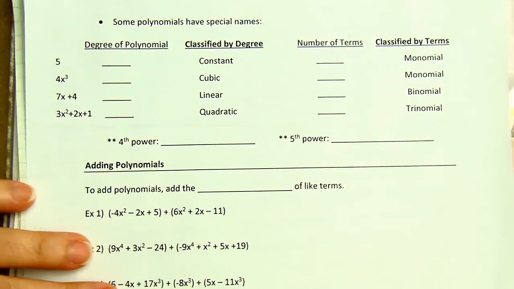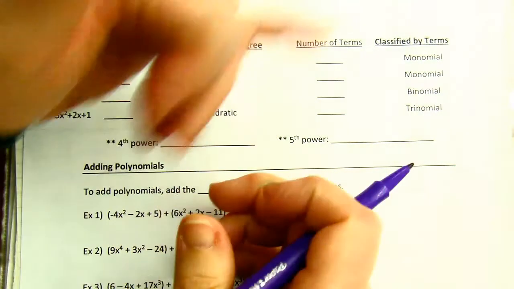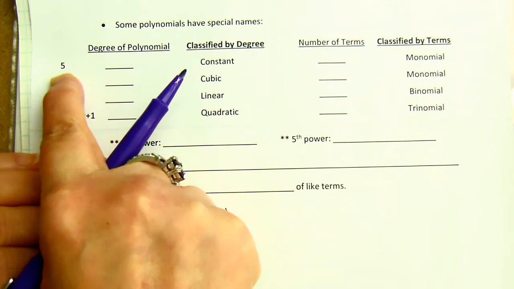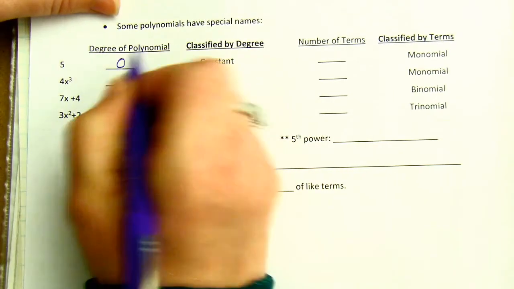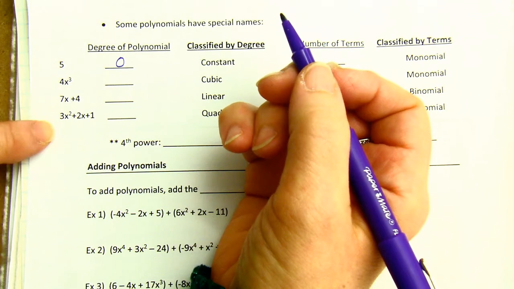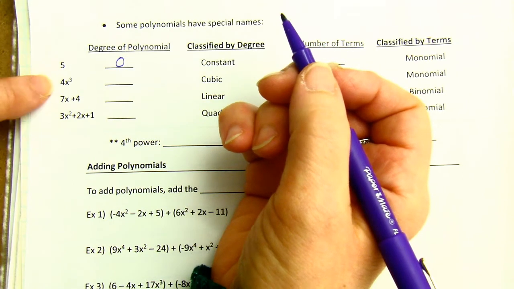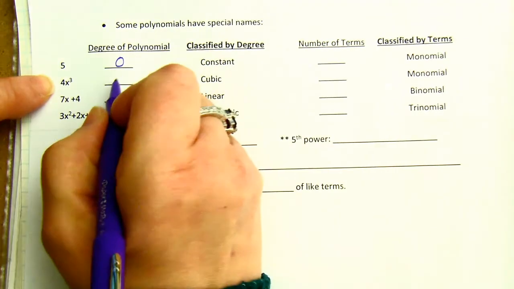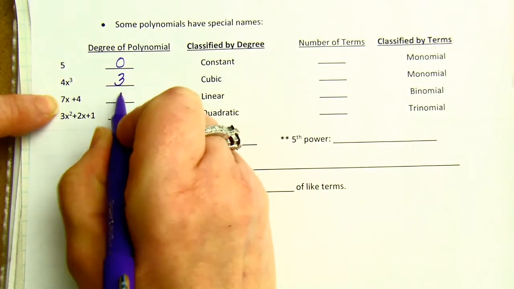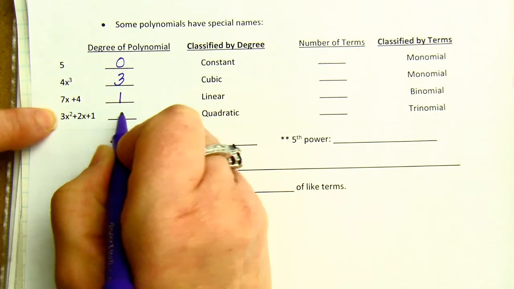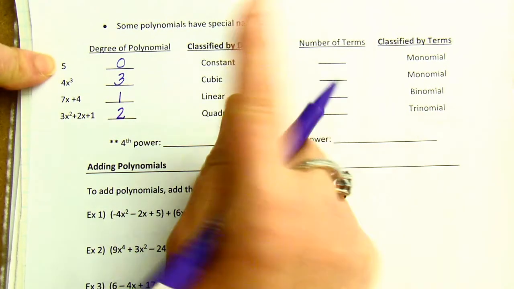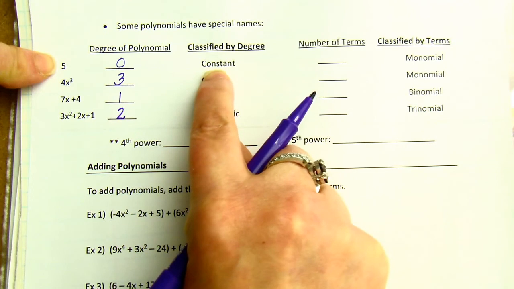All right. So I guess we'll just work down by columns. So the degree of this monomial is 0. You could try to fill these in, pausing the video and coming back to it. This monomial has a degree of 3. This binomial has a degree of 1. And this trinomial has a degree of 2. 5 is a constant because it has no variable attached to it. It's a constant term.